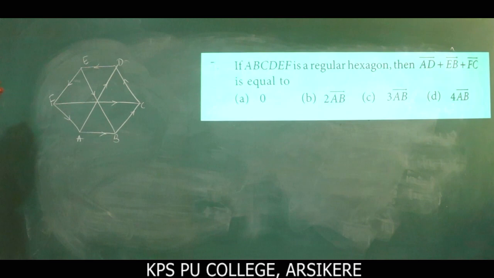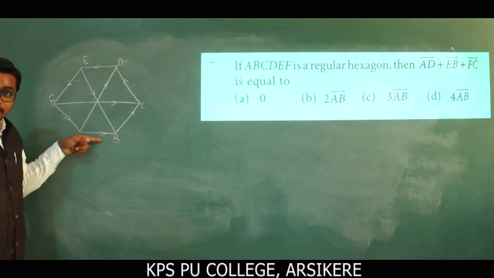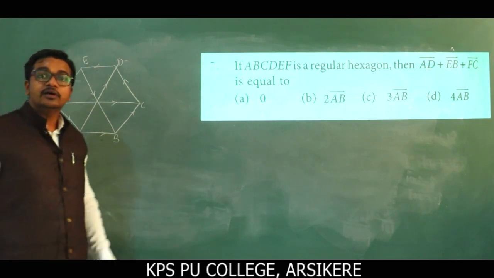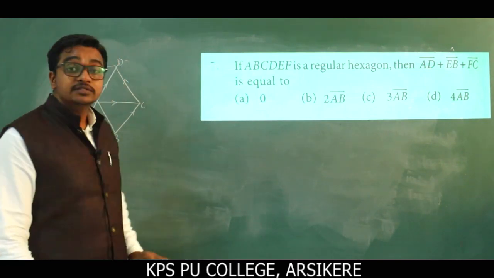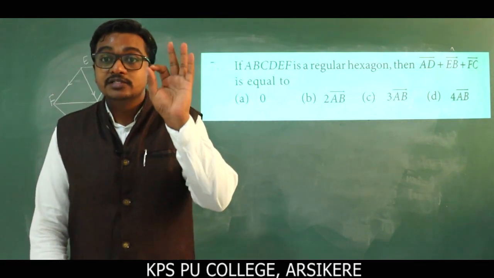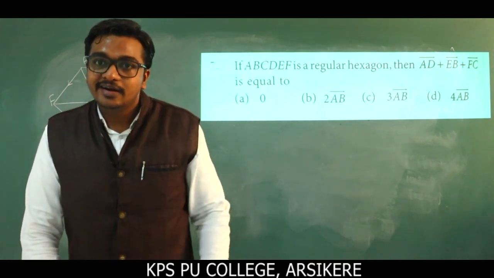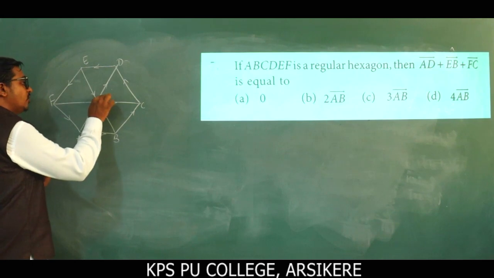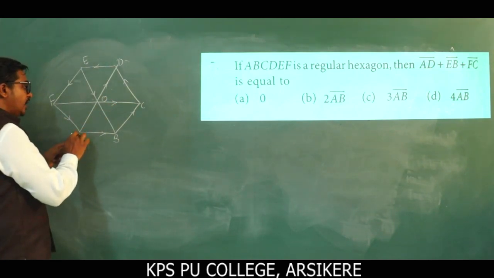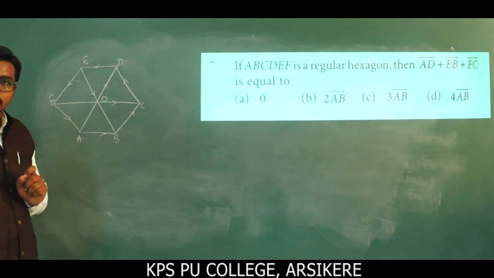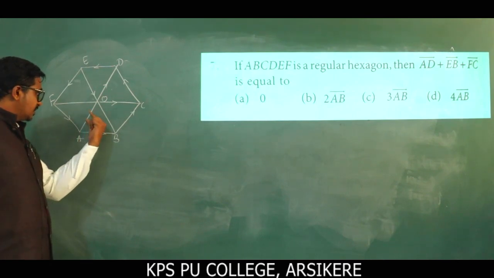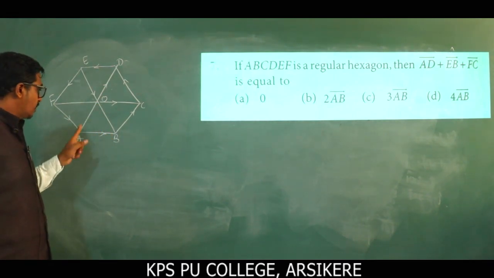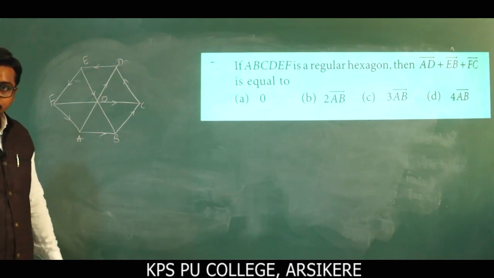Now observe, FC and AB are parallel, and these diagonals divide the entire hexagon into 6 equilateral triangles. It means all sides are equal. Suppose this is the point O, a triangle AOB. This is an equilateral triangle. This is also the length of AB, this is also the length of AB. We can express OB as AB or OA as AB.